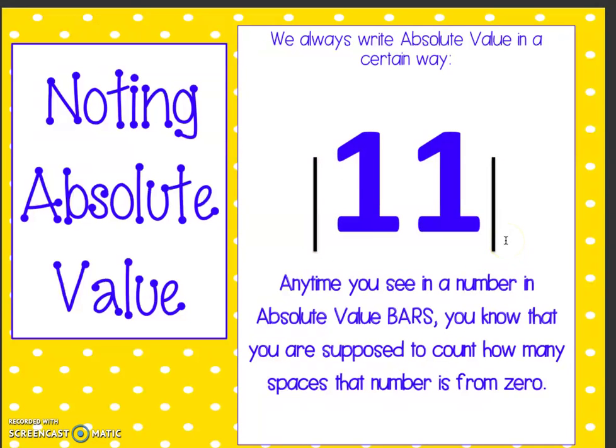So when we note absolute value, you're going to see these straight lines. We call them absolute value bars. And anytime a number is in those absolute value bars, it's asking the question, what is the absolute value of whatever's inside of it? So if this one says, what is the absolute value of 11?